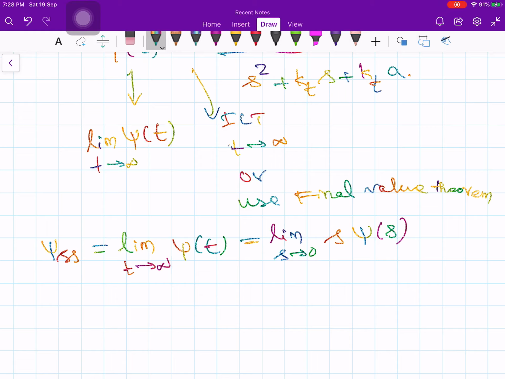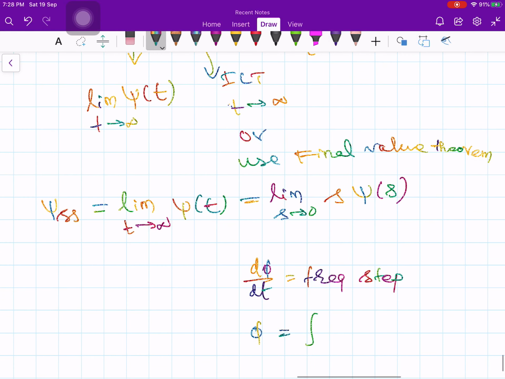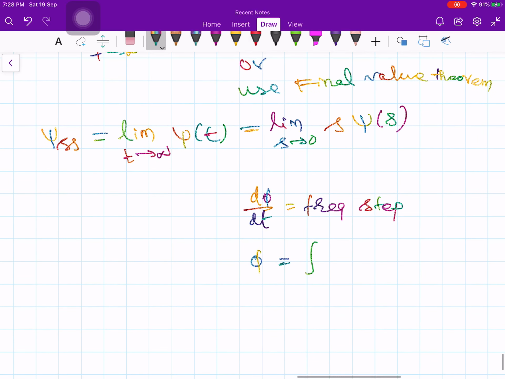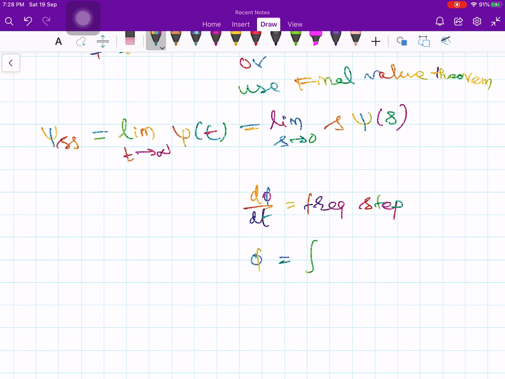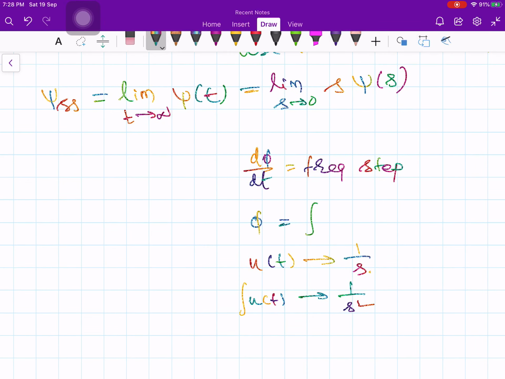The phase will be the integral of d phi by dt, and d phi by dt has a frequency step. Now what is my phi? Phi is the integral of my frequency step. Frequency step itself means that the Laplace transform of u of t, if you recall, is 1 by s. Now the integral of u of t gives another 1 by s, so it becomes 1 by s squared. So you are applying delta omega times u of t.